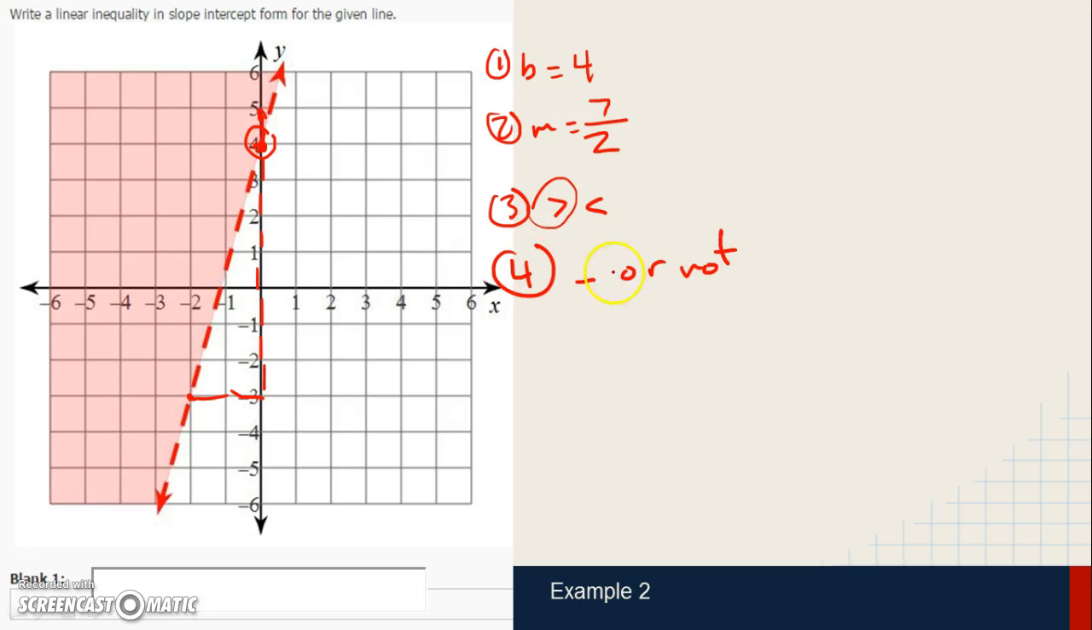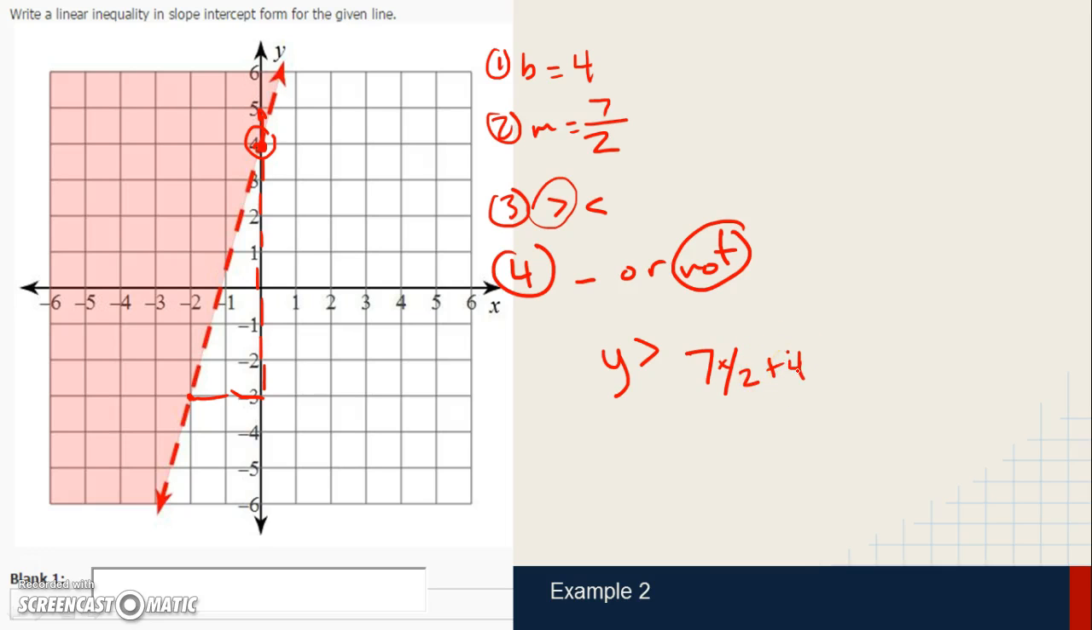Good. And now we just have to determine whether or not it's equal to or not, and we just look at whether or not the line is dotted or solid. Well, it's clearly dashed, and that's similar to an open dot, so we know that it's not equal to. So we have y, and this sign right here, greater than, because the y values shaded are greater. The slope is 7 over 2. And the y-intercept is 4.